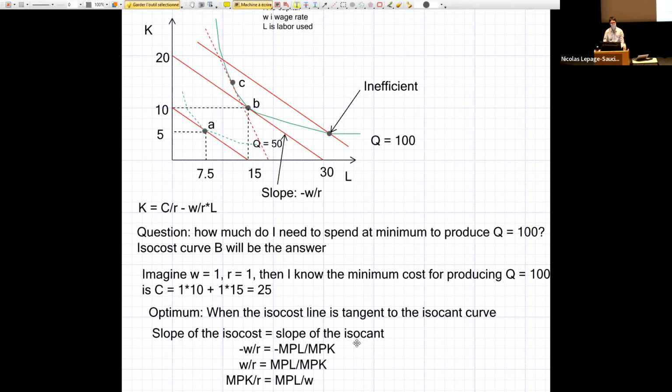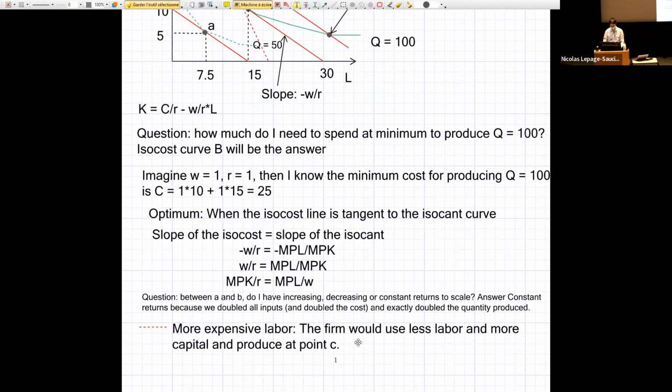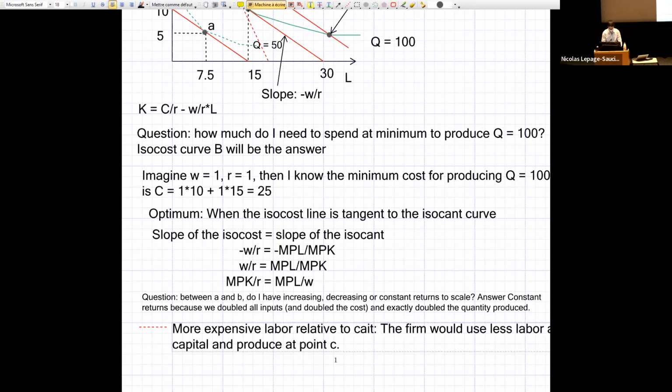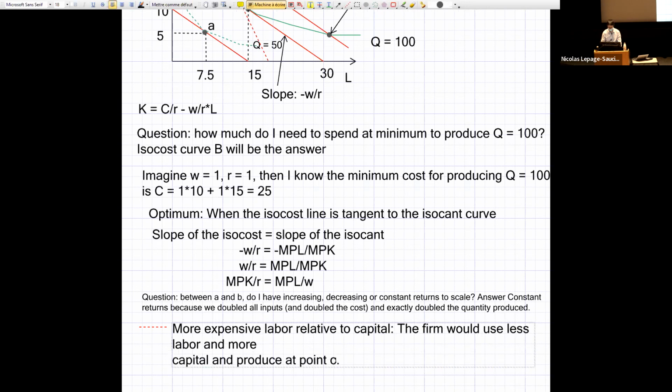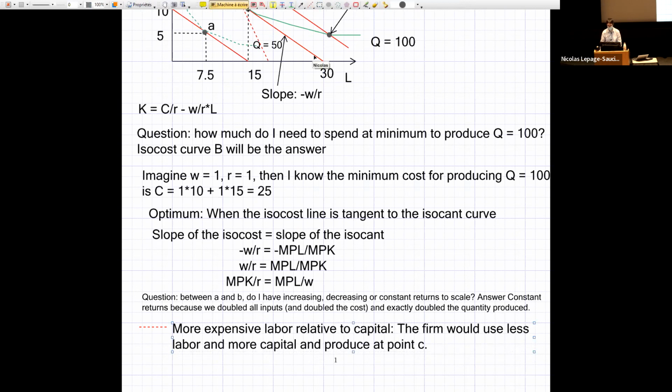Okay, so any questions about all of this? Yes, sure. Here I should say, to be more precise, relative to capital. This is all in relative terms. Because if both R and W increase by the same amount, then all these isocost curves are going to shift up. So what matters is their relative cost. Okay, so that would be the end of this chapter.